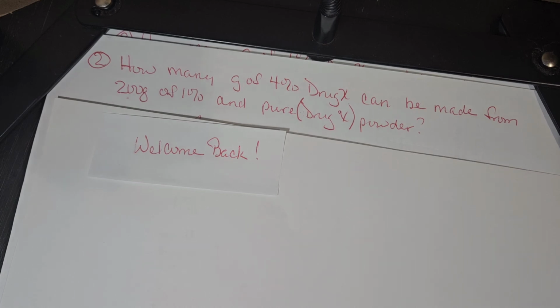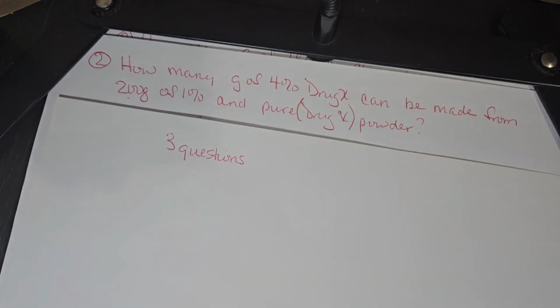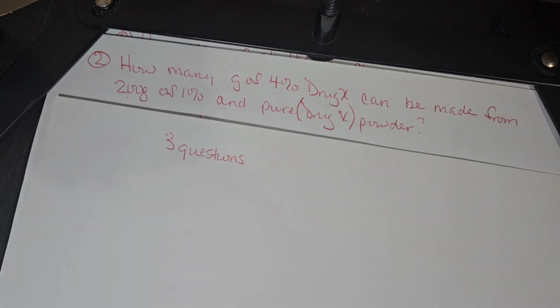If you watched the first video with the alligation problem, this is the follow-up. I introduced this problem to you in the first video, but here it is again. Problem number two: How many grams of 4% drug X can be made from 200 grams of 1% and pure drug X powder? Remember our three questions. Do you remember what they are?